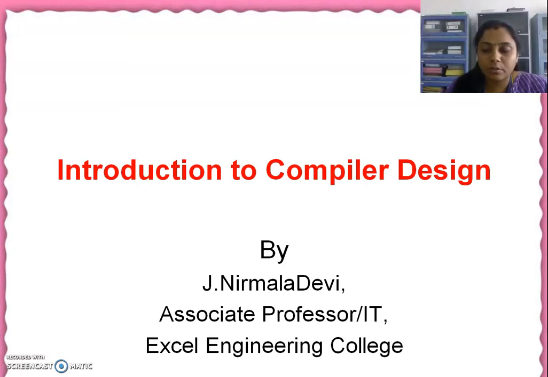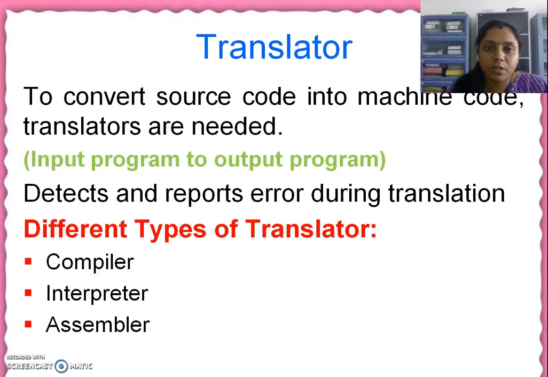Before knowing about a compiler, we just want to know about a translator. A translator will normally convert source code into machine code. The source code might be written in any high-level language, and the machine code is the machine-level code which computers can understand. So a translator will normally convert your source code into machine code. We give an input program, and that input program will be converted to an output program.